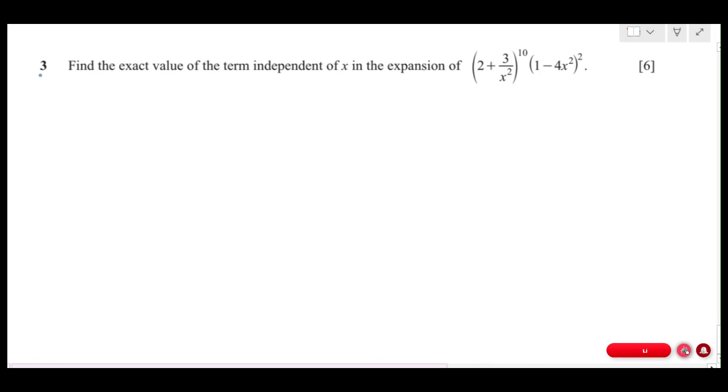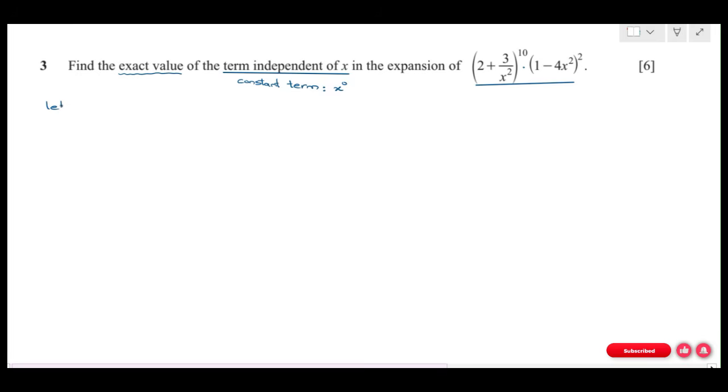Question number 3. Find the exact value of the term independent of x in the expansion of this. You guys can see it's a product of two expansions. So here the power is 10 and here the power is 2. So you can use the a minus b whole squared formula over here. So it is better to find the term independent of x, it means the constant term. We need to solve for the constant term, or we can say x to the power 0. This is also the constant term.